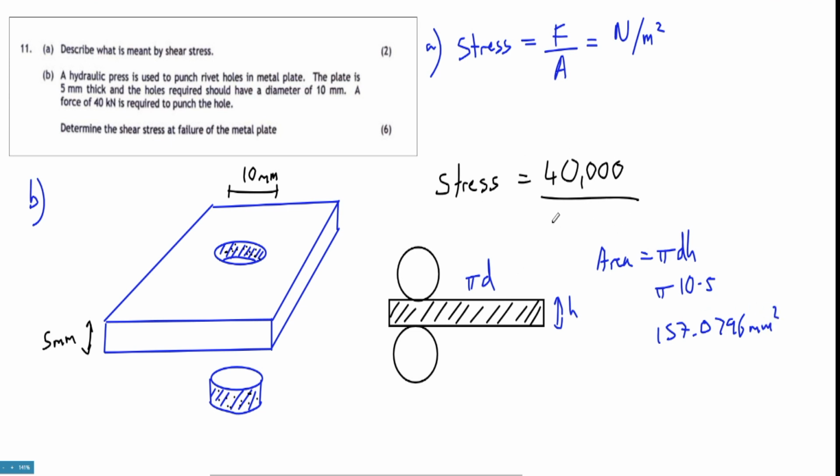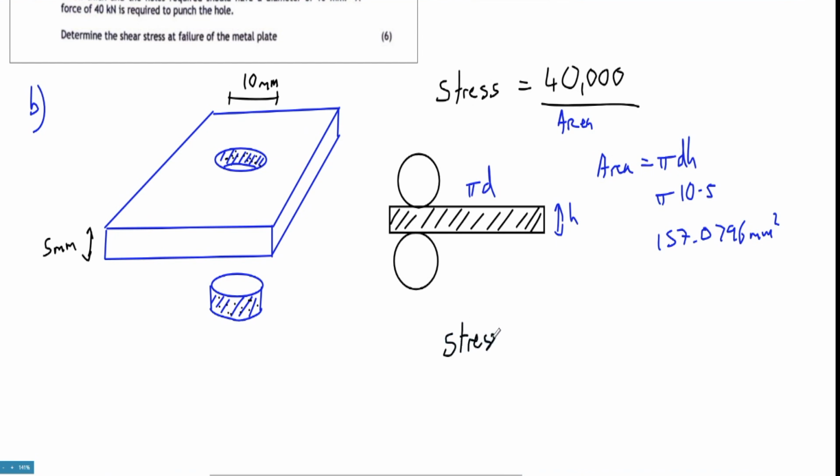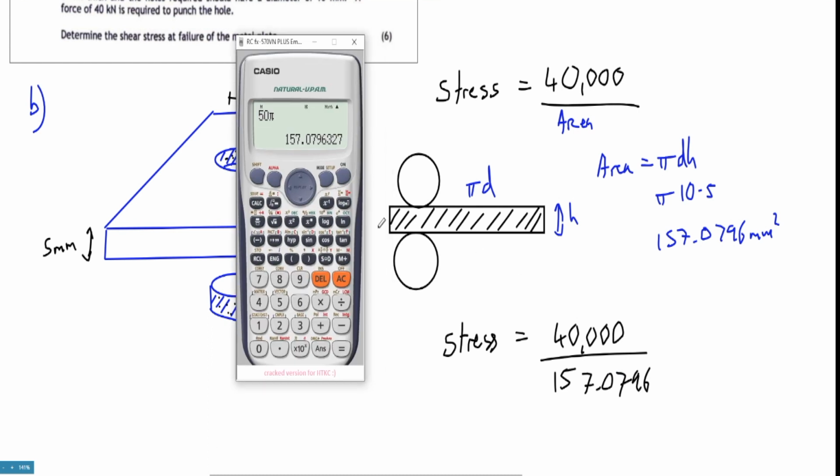We can put this into the area we have here, and this will tell us the stress. This is all we've got to do for the whole question. That's really nice, so let's have a go. Stress is equal to 40,000 newtons over 157.0796 millimeters squared. We're just going to remember the units, because we've got to state this at the end.